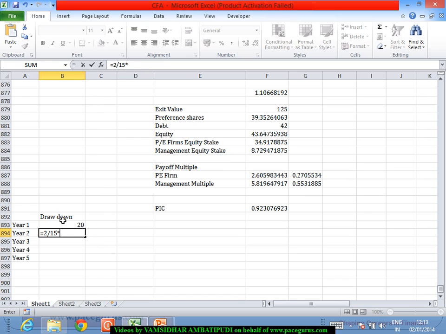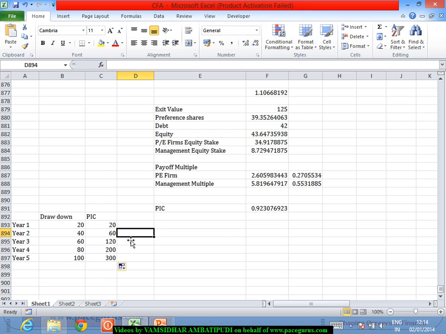2/15 times the 300, which is 40 million, is allotted in the second. 3/15 times the 300, which is 60, is allotted in the third. And 4/15 times the 300, which is around 80 million, is allotted in the fourth. And 5/15 times 300, which is 100 million, is allotted in the fifth year. So based on this, I can find out my paid in capital for each of the years. Paid in capital here is 20 million, whereas by the end of the second year, the paid in capital has become 60, and like that it has touched 300 million.